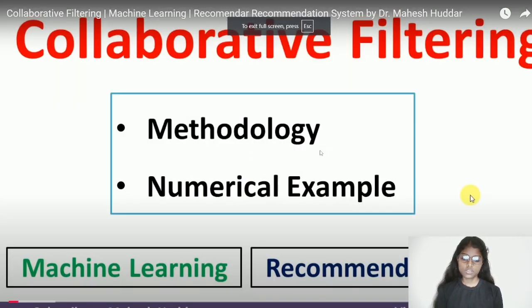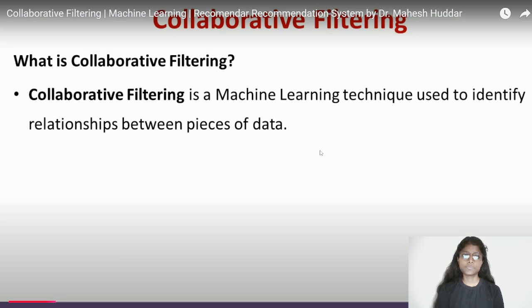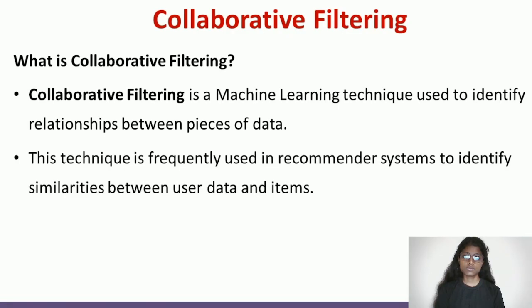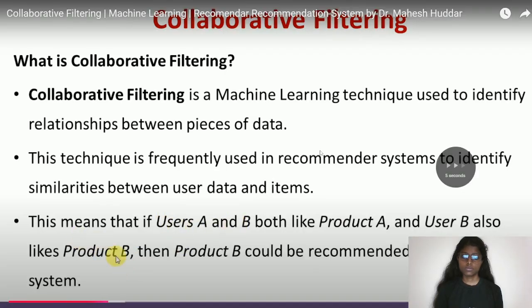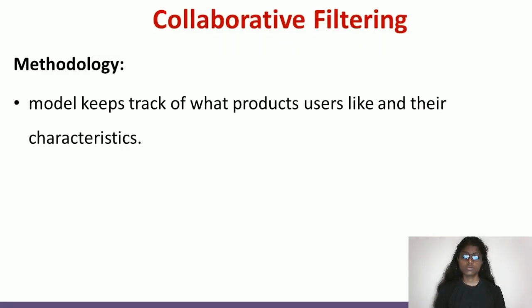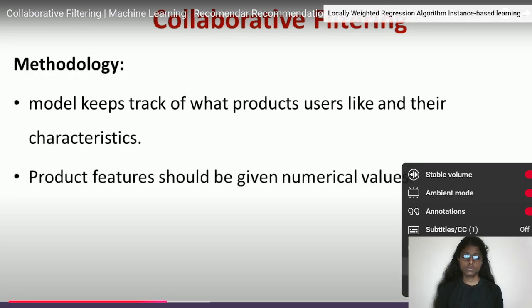Filtering technique. First, I will discuss the methodology used in the system. The technique is used to identify relationships between pieces of data. This technique is frequently used in recommender systems to identify the similarities between user data. If user A likes certain products, the system looks at the products the user likes and their characteristics to see what other users like products with similar characteristics. The model then makes recommendations accordingly.